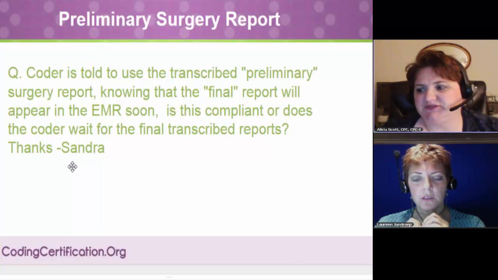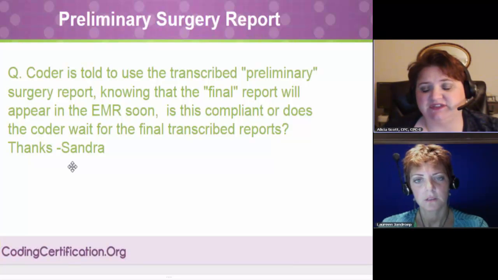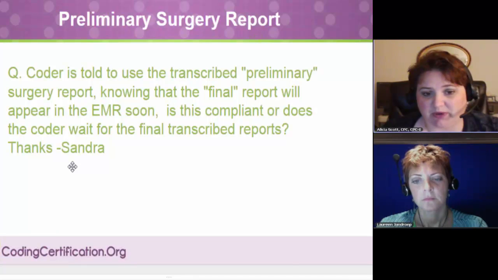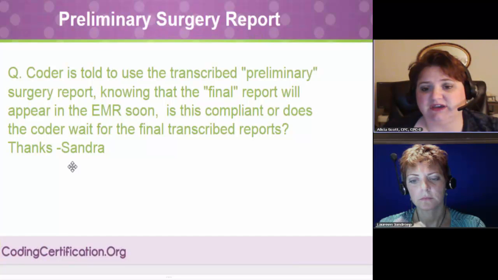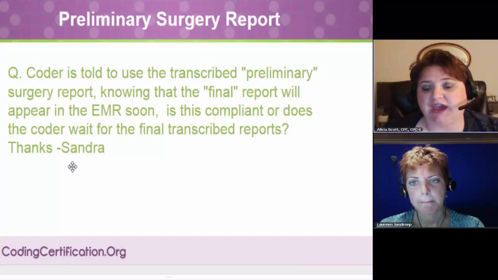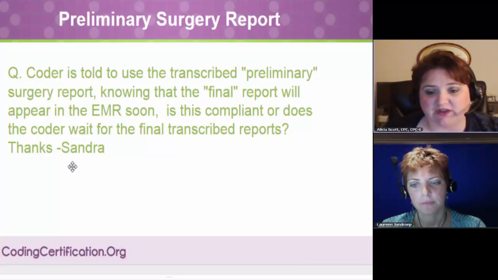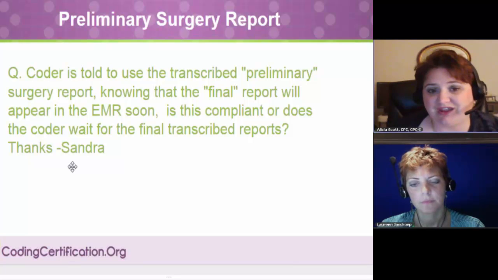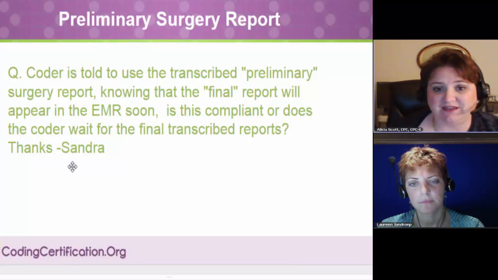There's different policies for different facilities. This is something that your compliance officer would have a rule or regulation or policy written, or your CPPM. But yeah, you can pre-code off anything, okay? But you can't submit anything for payment until it's signed. And so yeah, you can code off of it, and then know that he does have the ability before he signs it to go in and change something.